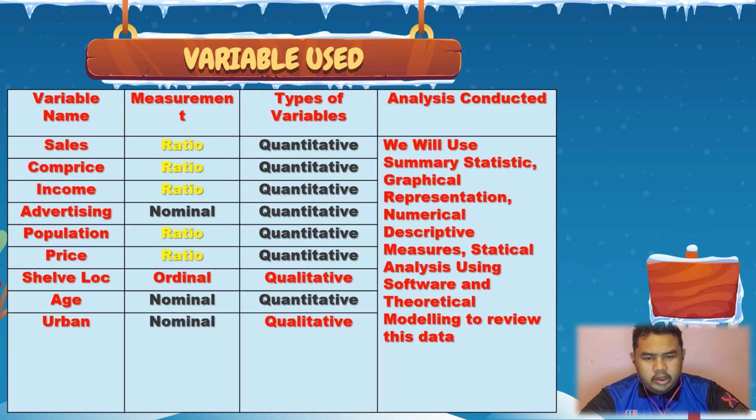Population, measurement ratio, type of variable quantitative. Price, measurement is ratio, type of variable quantitative. Shelf log, measurement is ordinal, type of variable is qualitative. Age, measurement is nominal, type of variable is quantitative. Lastly is urban, measurement is nominal, type of variable is qualitative.